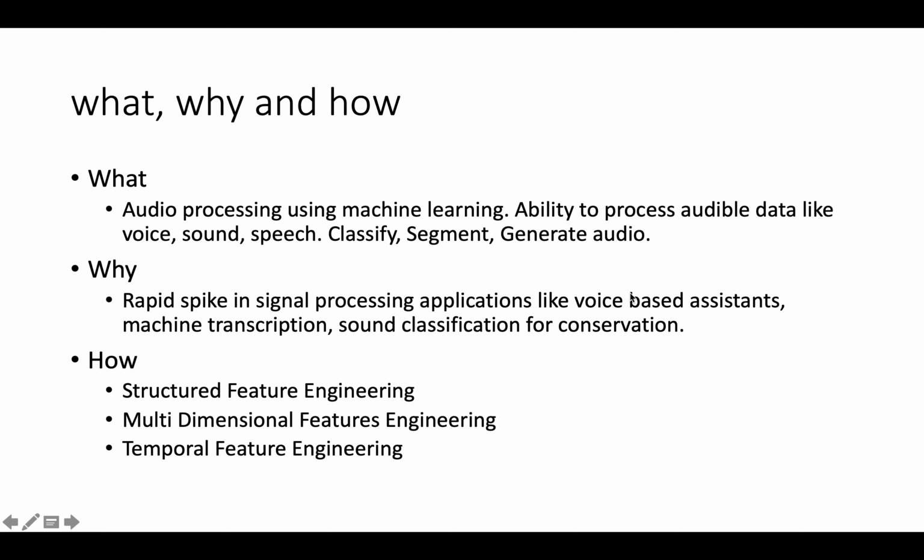So, what, why, and how? Essentially, what are we trying to do here, why are we trying to do it, and how do we do it. Essentially, audio processing: we are trying to process audio using machine learning algorithms. The ability to process audible data like voice, sound, speech is what we are trying to achieve. Once we are able to process this data, we will be able to classify, segment, or generate new audio. So this is what we are trying to achieve.